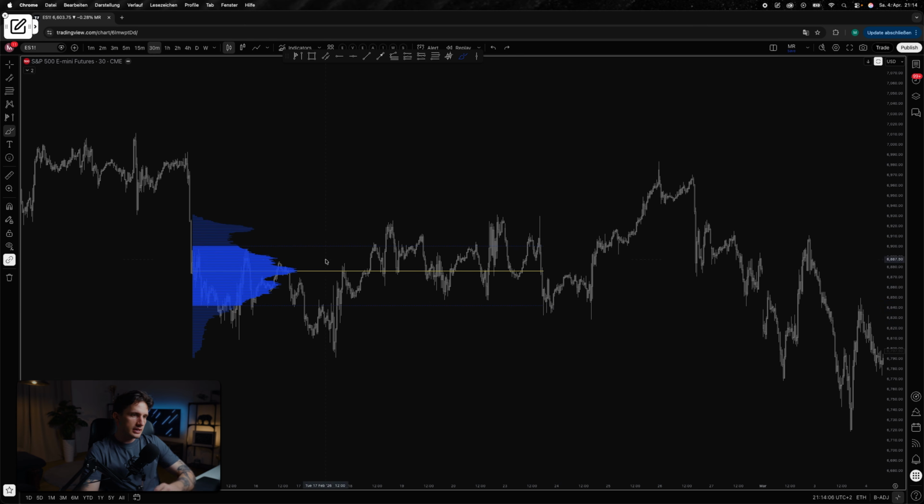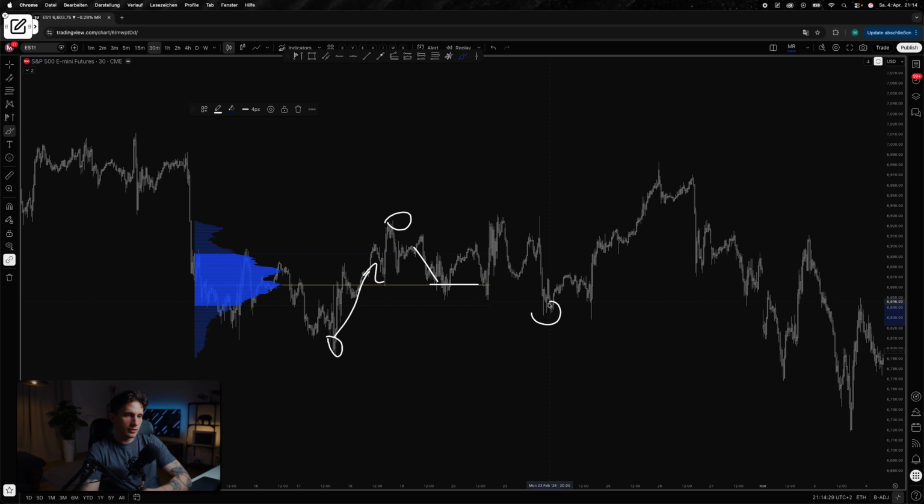So if you're seeing a ranging market, just make sure you have a fixed volume profile, mark your range out, and then fade the extremes. You look out for selling the highs, mean reversion back to the point of control, mean reversion back to the point of control.